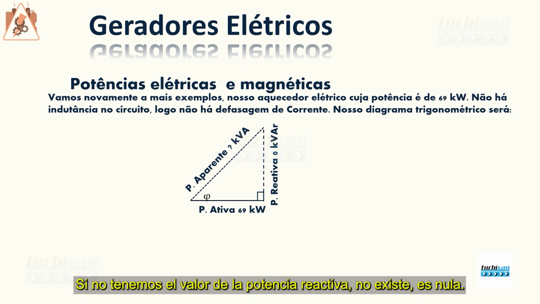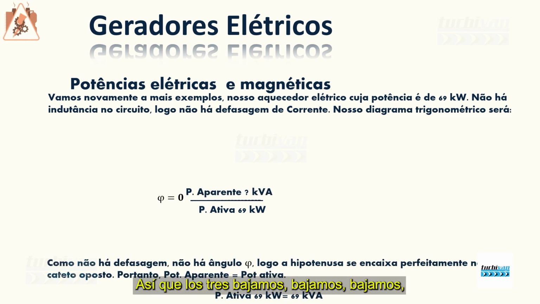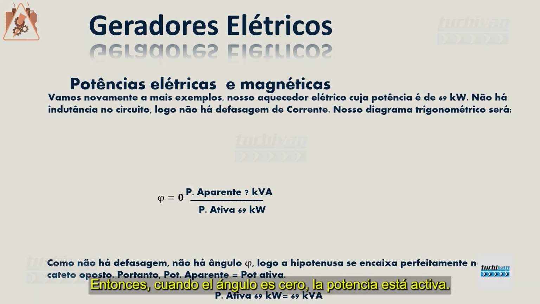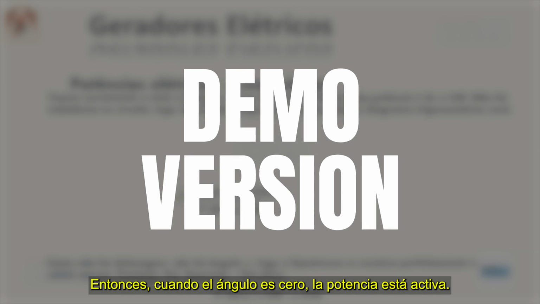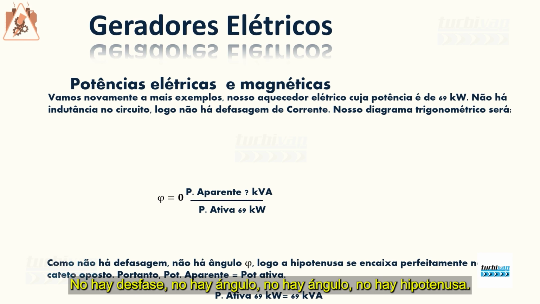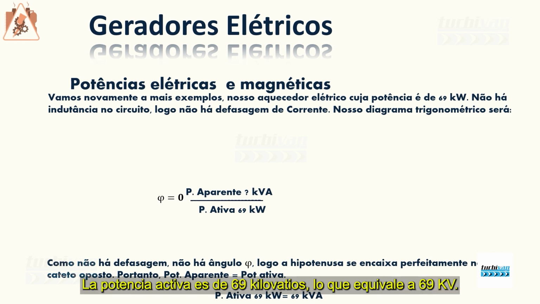So when the angle is 0, the active power will be exactly the same as the apparent power. There is no lag, there is no angle, there is no hypotenuse. It fits perfectly on the adjacent leg. Therefore, the apparent power is equal to the active power, 69 kilowatts, which is equivalent to 69 kilovolt-amperes. So if I buy a 69 kilowatt generator and connect it to a resistance bank which will consume 69 kilowatts, it is exactly the same thing. It is equivalent to active power, okay.